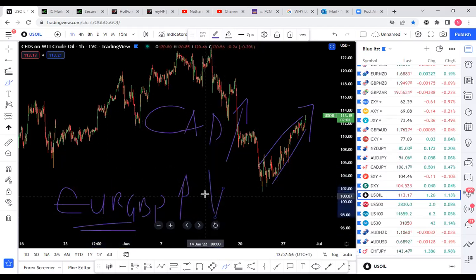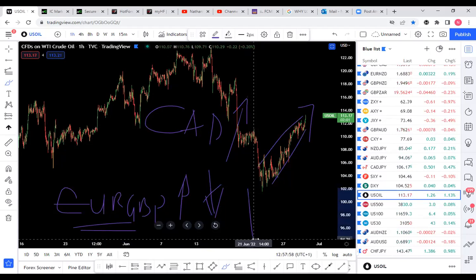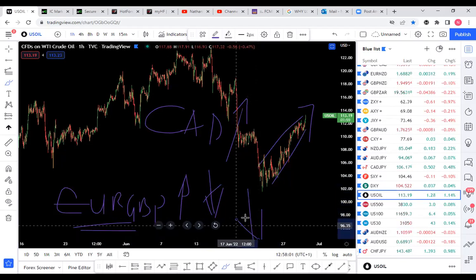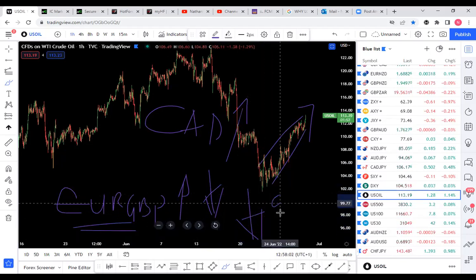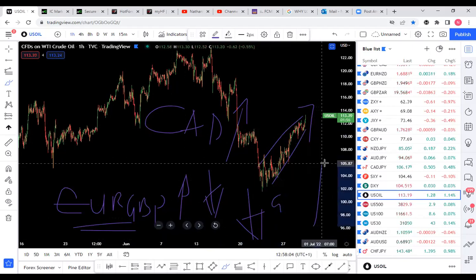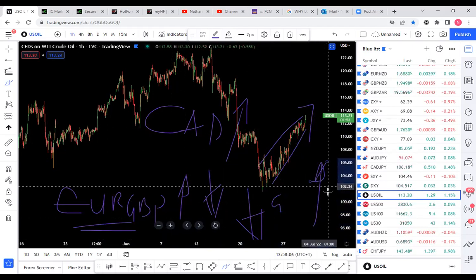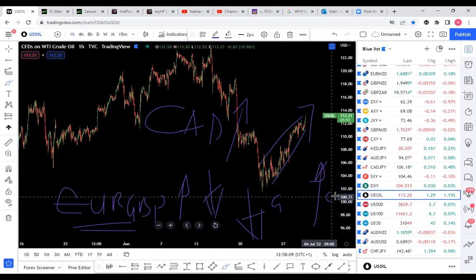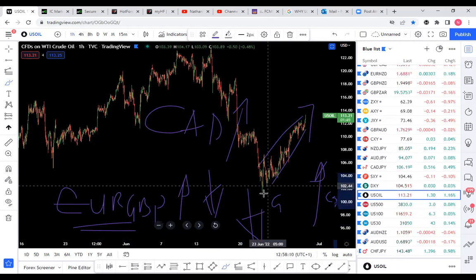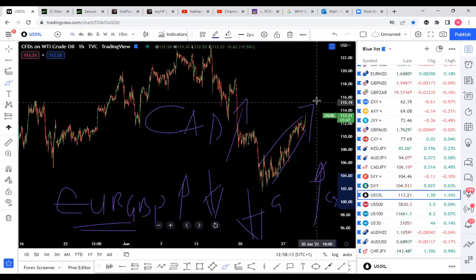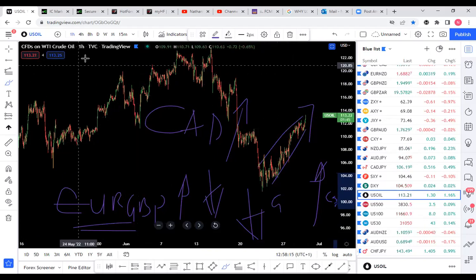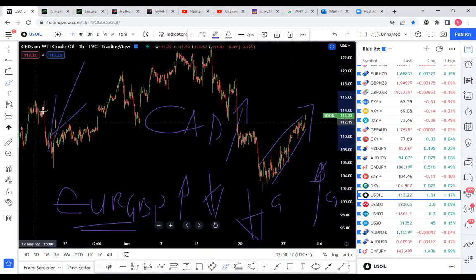GBP goes down. So can you see, GBP goes down, and then CAD goes up. Do you see? So if GBP is to go down and CAD is to go up, what happens to GBP CAD? GBP CAD will come down.